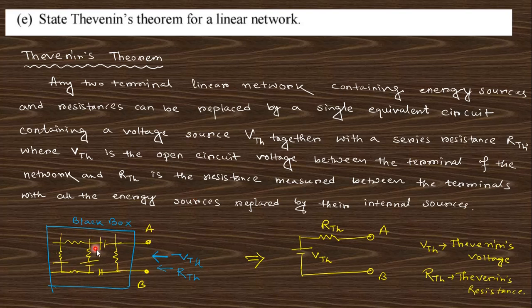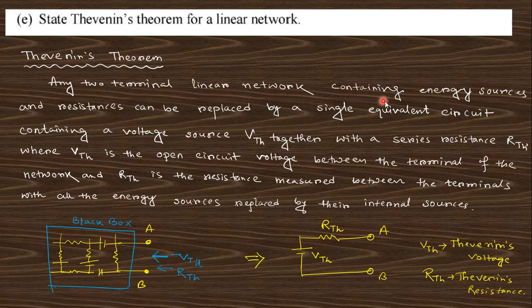In this, there will be a large number of resistors or batteries, etc. Now, this can be replaced by this simple circuit with a Thevenin voltage and Thevenin resistance, where the Thevenin voltage is measured by the multimeter across these two terminals, and the Thevenin resistance is measured at these two terminals when this voltage source is replaced by only its internal resistance, right? So this is written here.